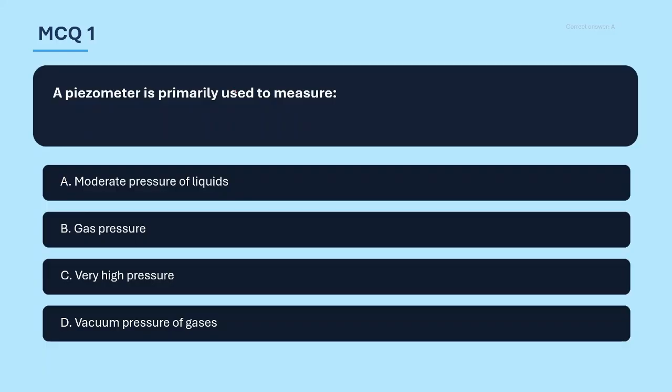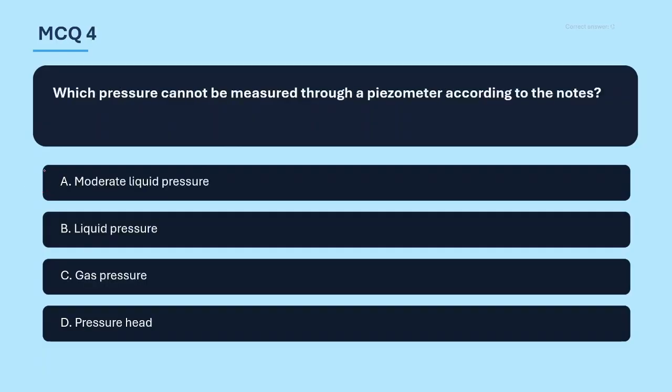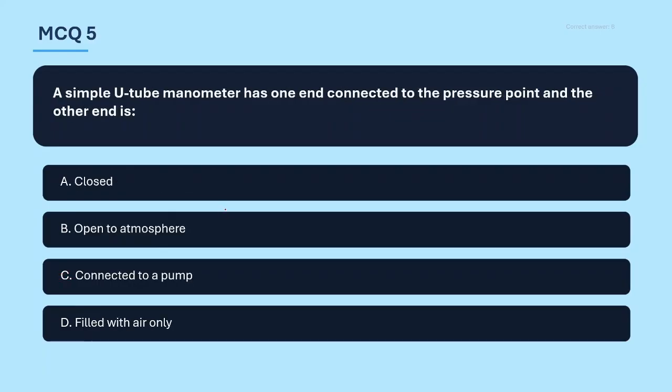We know, and we also studied, that it is used to measure the moderate pressure of a liquid. Second question: for a piezometer, pressure head is given by. It is very simple, that is option B, H equals P by W. The relation between pressure and pressure head is, option A, P equals rho g h. Which pressure cannot be measured through a piezometer? We studied that a piezometer is only used for measuring liquid pressure, so gas pressure is the correct answer.